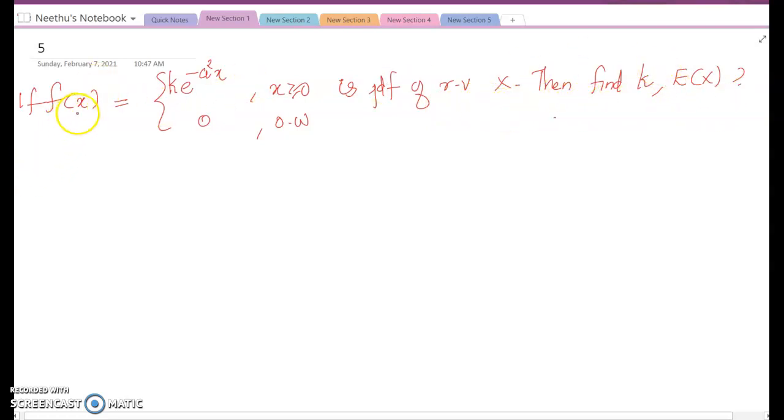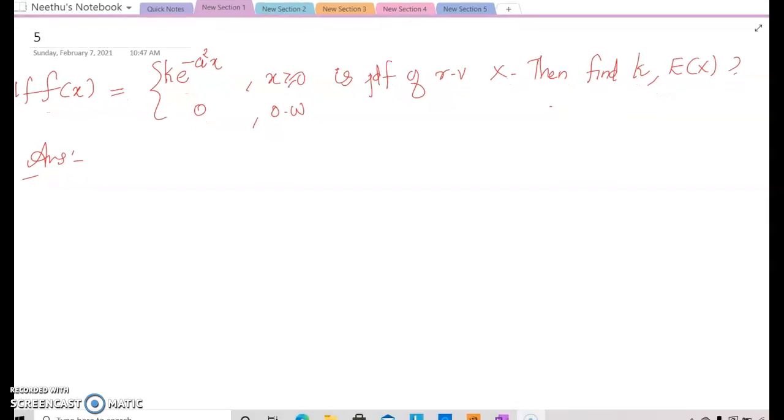Since f(x) is a PDF and X is a continuous random variable, for x greater than or equal to 0 the PDF is defined. We have to find the value of k. To find k, we use the properties of a PDF.